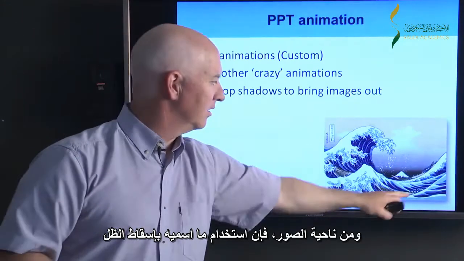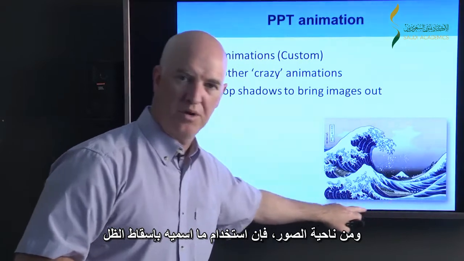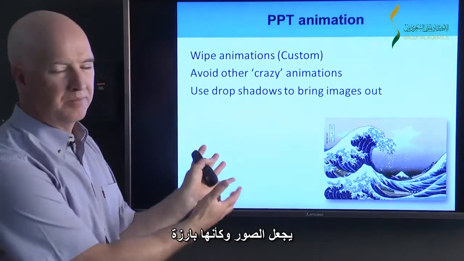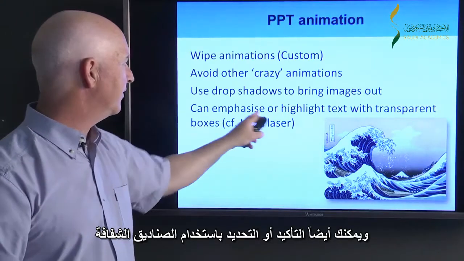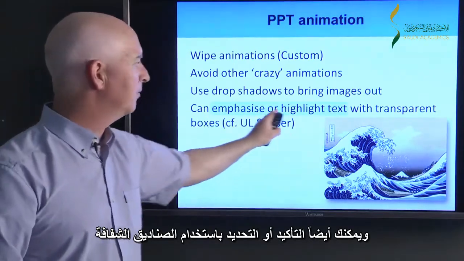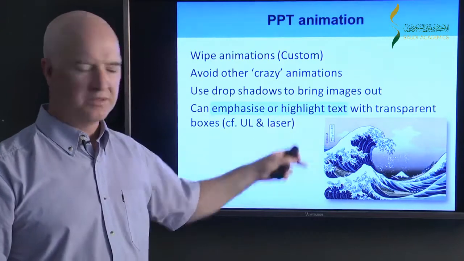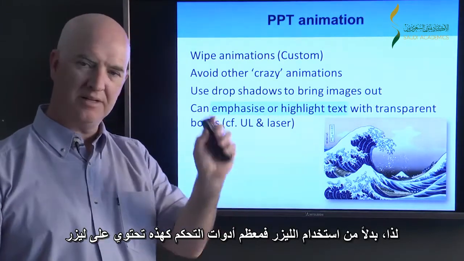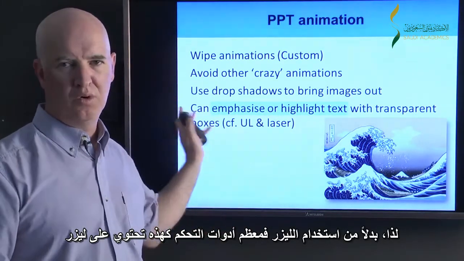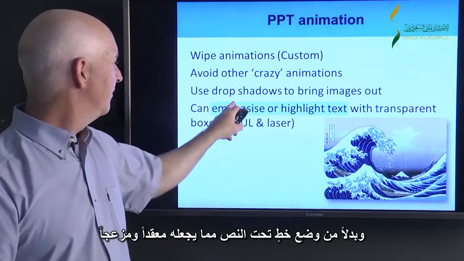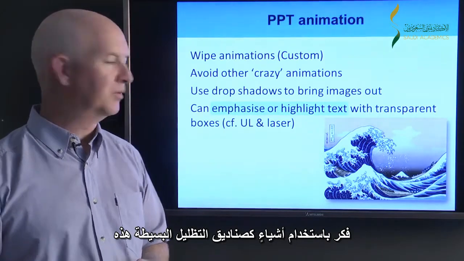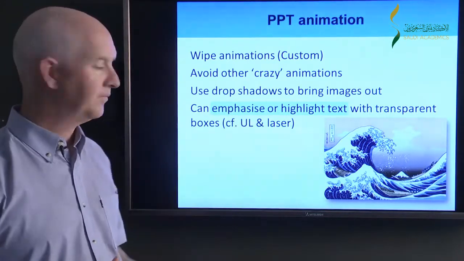When looking at pictures, what I call a drop shadow just tends to lift the picture off the page. You can emphasize or highlight with transparent boxes. So rather than using the laser, and most of these things have a laser, or underlining, which tends to make the text a bit more busy, think of things like simple shaded boxes.